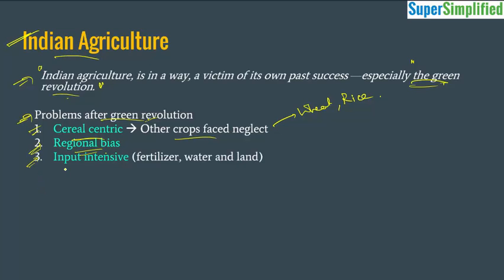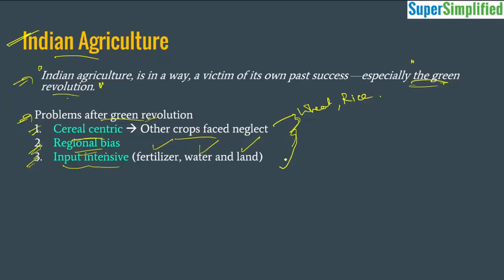Another argument is that the practice of agriculture has become input intensive because of the Green Revolution, because a lot of fertilizer is required, a lot of water and land is required. So it has become resource intensive. A lot of resources are required because the kind of seeds which were distributed during the Green Revolution were highly resource intensive, highly input intensive. So they increase the cost of production. They also put a lot of pressure on these resources.